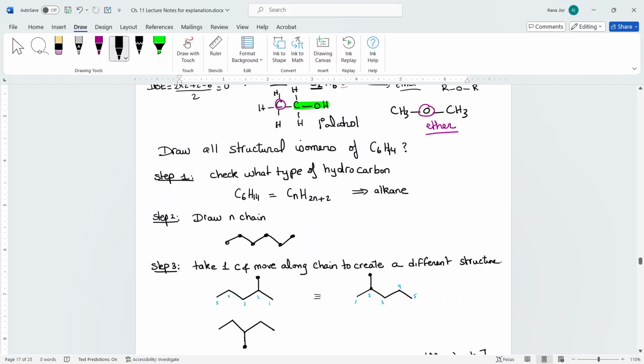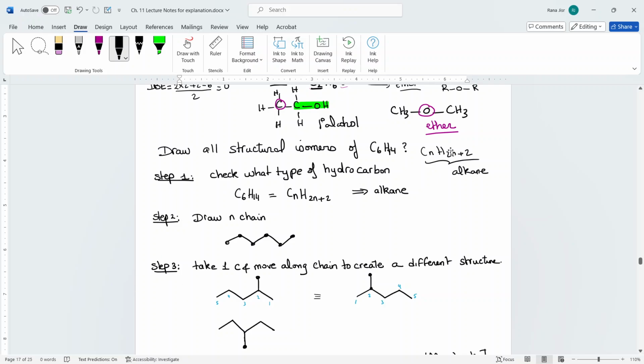In order to draw the structural isomers of any alkane, it follows CnH2n+2. So I know that this is going to be an alkane. DBE is equal to 0, so I can proceed. It's as if it's asking me to draw different structures that have different names, and all of them need to have the C6H14 molecular formula. There's no rule actually, but there are some steps that you can follow that can make the method easier for you.